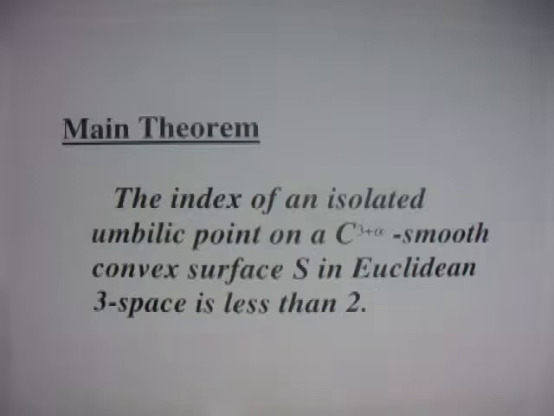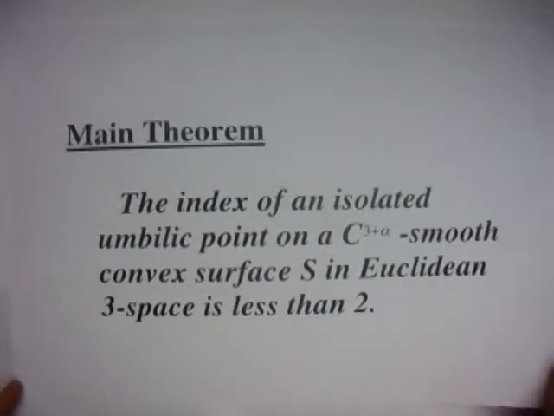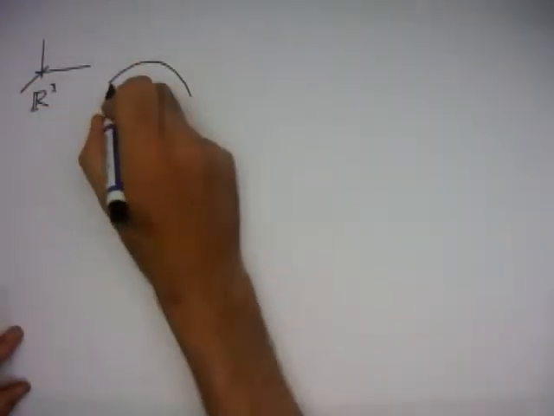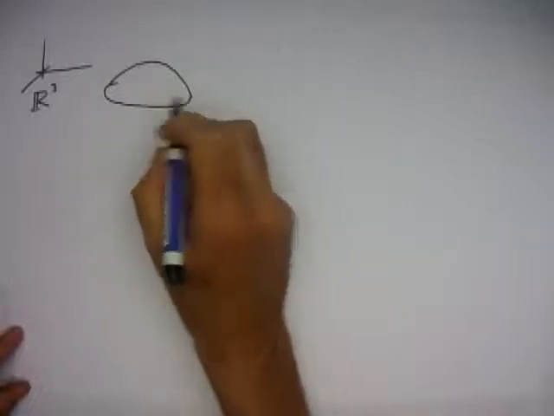Here, C3 plus alpha is Hölder, but let's just talk about the smooth case. C3 plus alpha is not quite so important. Okay, so the idea of this video will be to go through just the meaning of that statement, rather than the proof per se. And so what we're looking at is we're starting out in Euclidean 3-space, and we're looking at a surface. So we have a surface like this.